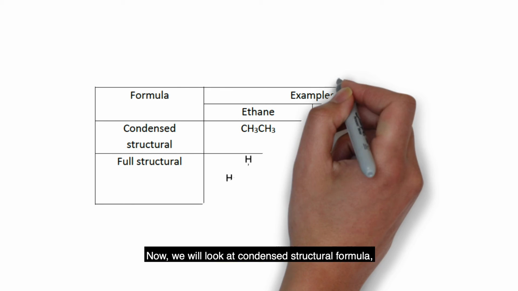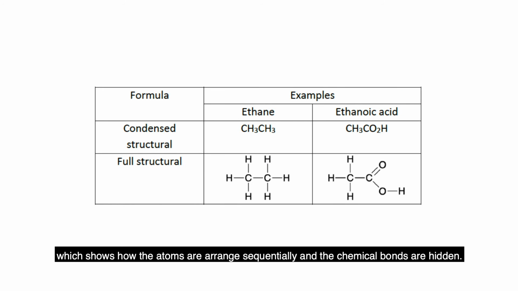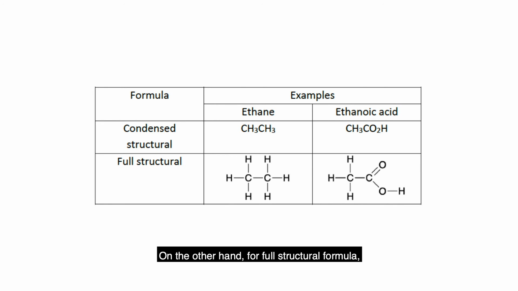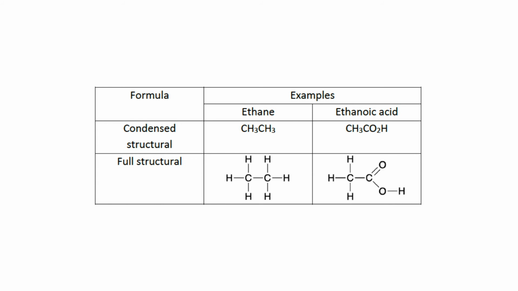Now, we'll look at condensed structural formula, which shows how the atoms are arranged sequentially and the chemical bonds are hidden. On the other hand, for full structural formula, all the atoms and their chemical bonds are shown.